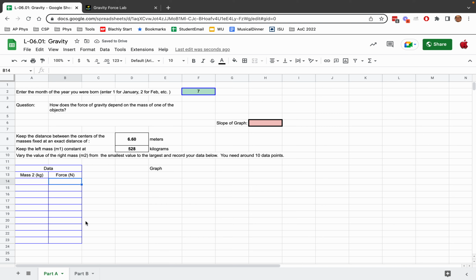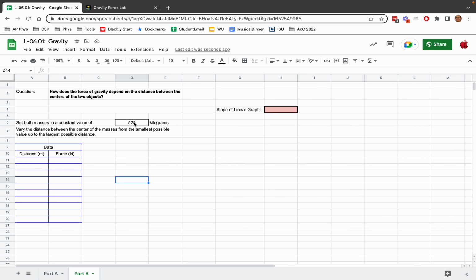All right, once you do that, you're going to find a math model and put the conclusion on the math model. And then don't forget down here, there's a part B. It'll tell you what to do, so follow the directions carefully.